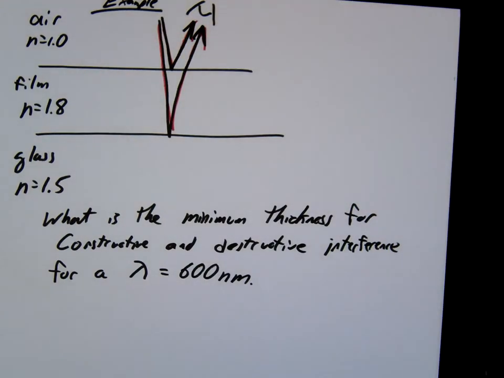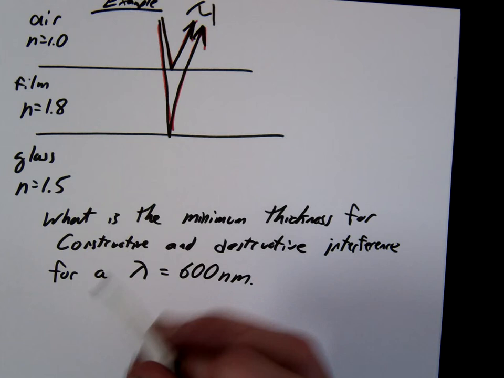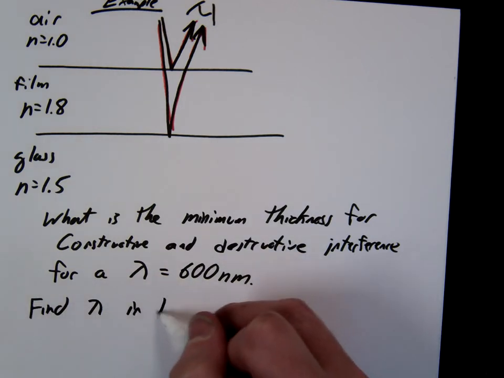Okay, so we'll say it's red light coming down and up. So in other words, if I look at it, if I want to see red, that would be constructive. If I look at it and I want to see nothing, black, that would be destructive. Alright, let's go through the steps that we're going to use. So the first thing we're going to do is find lambda in the film.